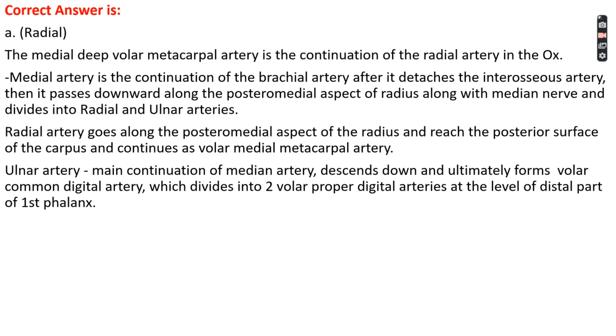This radial artery also goes along the posterior medial aspect of the radius, and it reaches the posterior surface of the carpus, and it's continuous with the volar medial metacarpal artery. While the ulnar artery is the main continuation of this medial artery, and its descent down ultimately forms the volar common digital artery, which also divides into two volar proper digital arteries at the level of the distal part of the first phalanx.